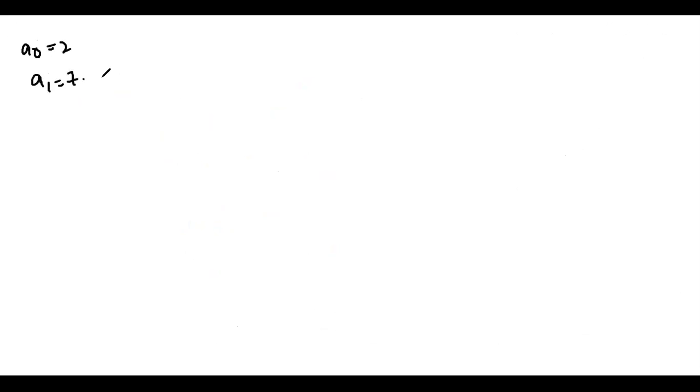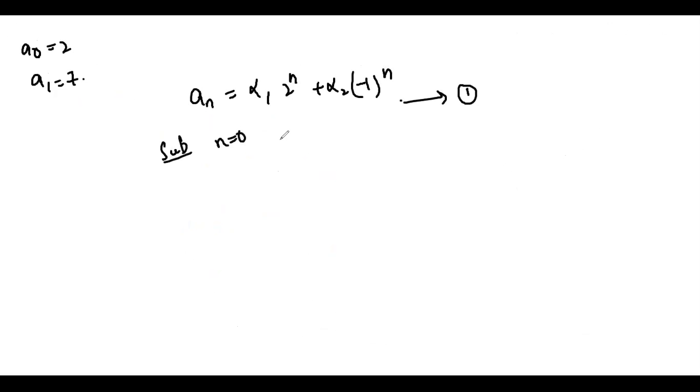So let's substitute the values of the initial conditions in the equation that we have written as equation 1. So this was our equation 1 from our earlier slide. So in this equation, substitute n is equal to 0 and n is equal to 1. So when we substitute n is equal to 0, what is the value of a0? It is 2.